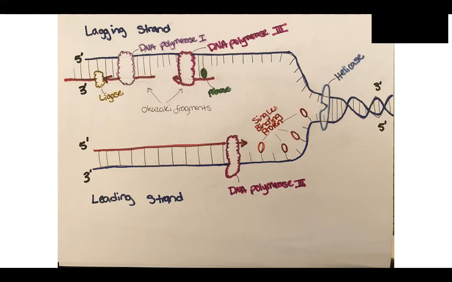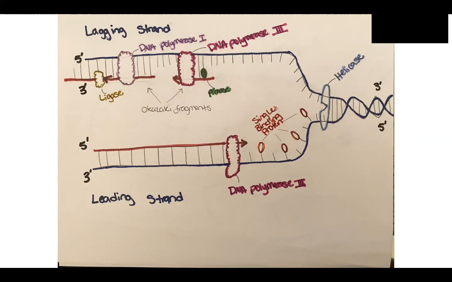Replication is occurring in the 5' to 3' direction. There's a lot more going on. We see a few more proteins and enzymes in action. We have RNA polymerase, also known as primase, which is making RNA primers to begin replication in these certain places. And to the left of that, we see DNA polymerase 3, which is adding nucleotides and replicating DNA. Then we see DNA polymerase 1, which is replacing these RNA primers with DNA nucleotides.